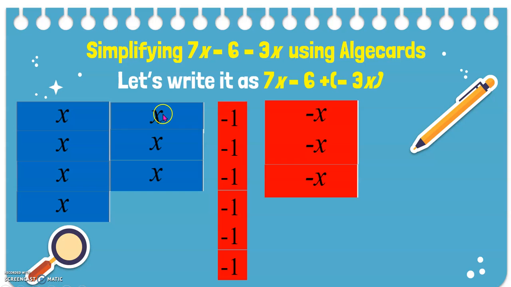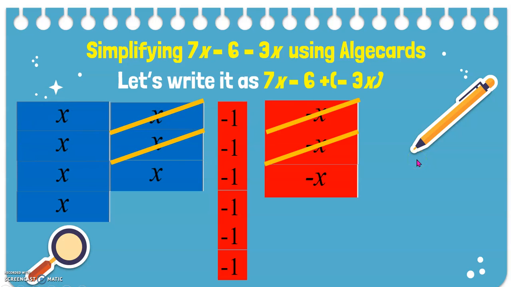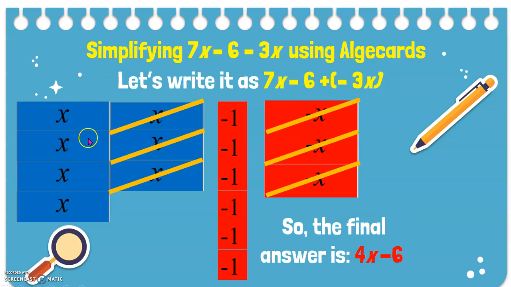Now, remember, 1 blue and 1 red is a 0 pair, right? So we can cancel off 1 pair here, cancel off another pair. So these are all 0 pairs, and 1 more last pair here. So what is remaining is 4x cards and 1, 2, 3, 4, 5, 6 negative 1 cards. So in the end, we're going to have 4x minus 6 as the final answer. So this is the simplified form. Earlier on, we expanded, but because there's another 7x term in front, we have to use the simplifying method in order to simplify into the simplest form that we can have.